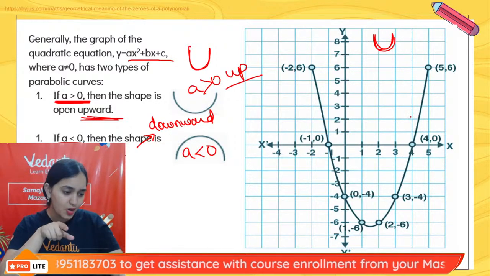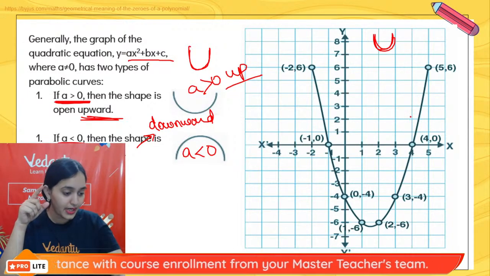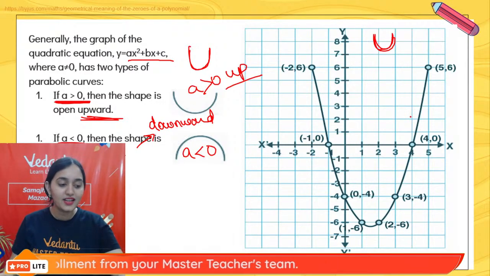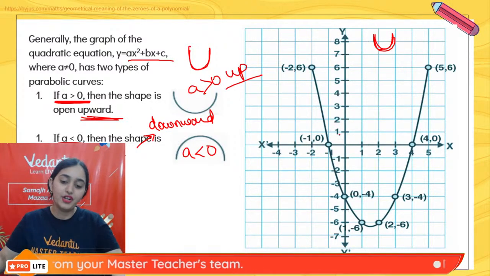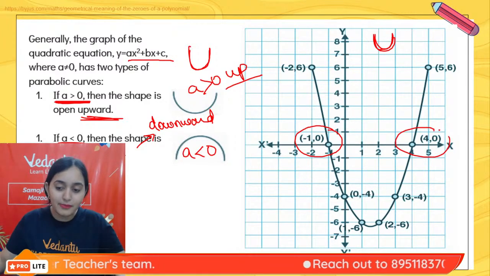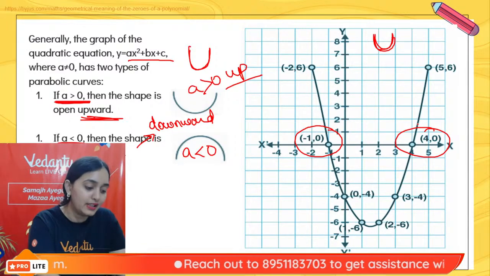The number of zeros of a polynomial is equal to the number of times the curve touches the x-axis. Very good, Priyanshu. -1 and 4. Very good. So -1, comma 0 and 4, comma 0 are the zeros of this polynomial graph.